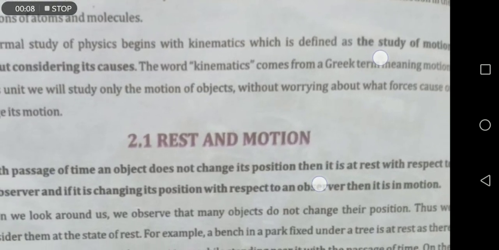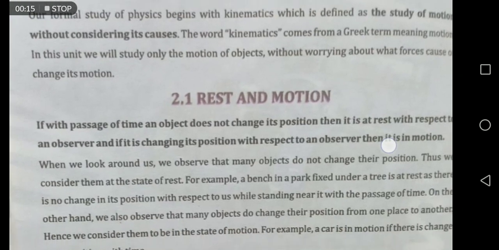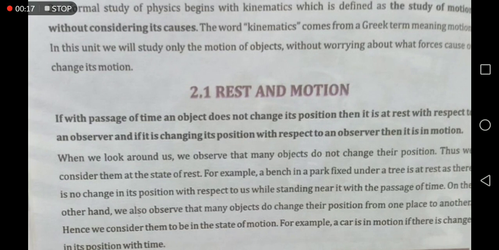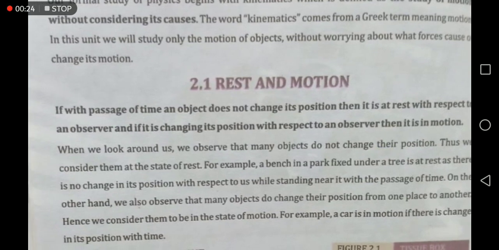Today in this video we will discuss rest and motion of the body. So what is meant by rest and what is meant by motion? In the beginning we will discuss rest. The definition of rest is that if a body does not change its position with respect to its surroundings, then the body is in the state of rest, while a body is in the state of motion if it covers some distance with respect to its surroundings.